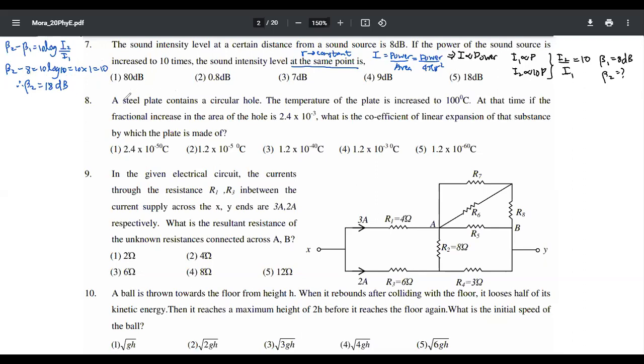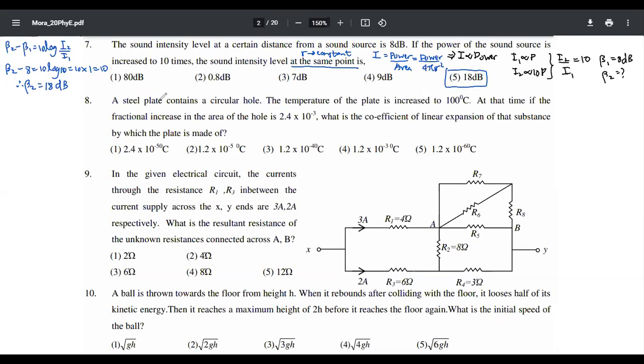Almost every year there is an MCQ. Every year there is an MCQ. So you must have practiced these questions so many times. You can't afford to make mistakes in this. Doppler's effect, sound intensity level. These are very commonly asked questions. Almost every year. Question number 8.